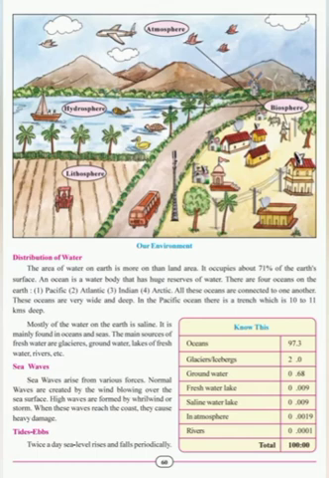Through the water cycle or hydrological cycle, water gets distributed on the earth's surface. There are variations in salinity of water from region to region and place to place. Sea waves. Sea waves arise from various forces. Normal waves are created by the wind blowing over the sea surface. High waves are formed by whirlwind or storm. When these waves reach the coast, they cause heavy damage.